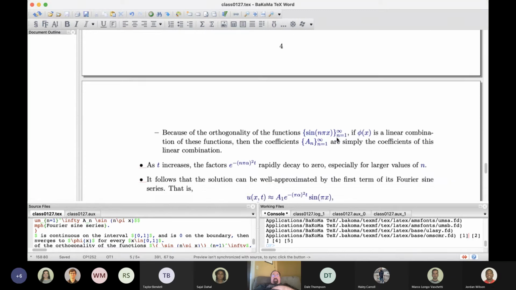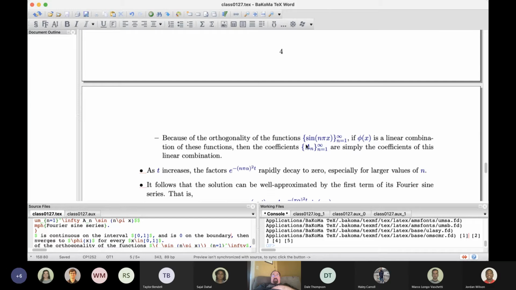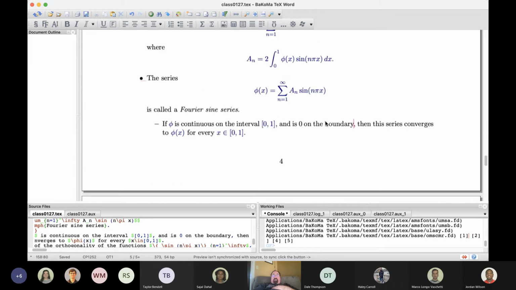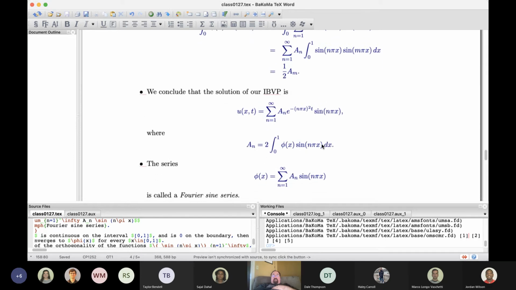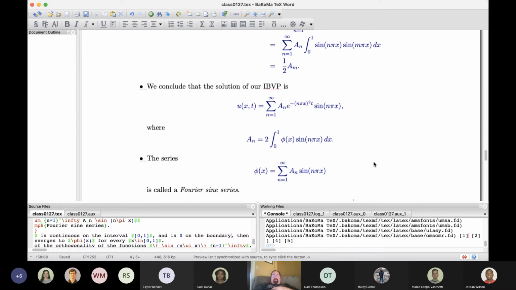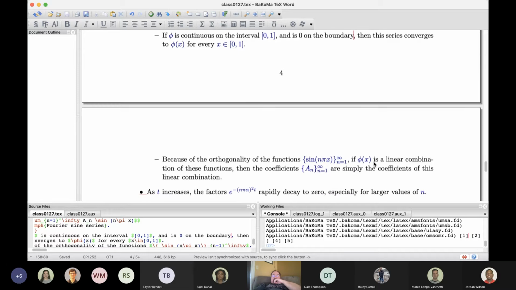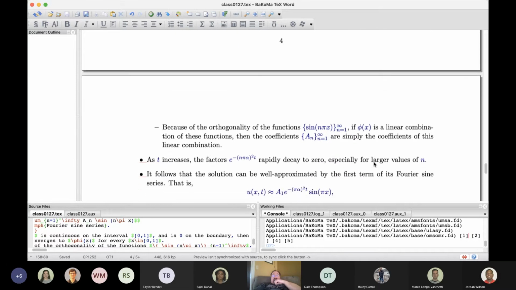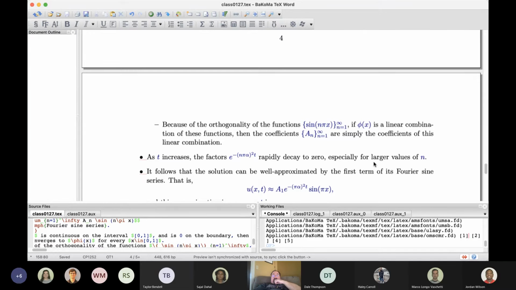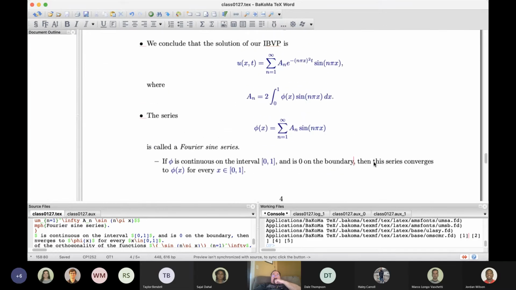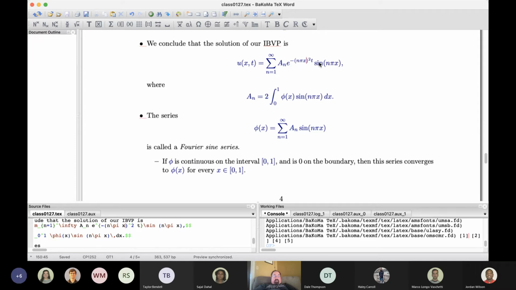And then how do we get the coefficients? We take advantage of the orthogonality of these functions, sine n pi x. So this formula would give us the coefficients of that Fourier sine series. All right. Now, if we look at the formula for our solution that we have here, oh wait, typo, that x should not be there, it should just be n pi.